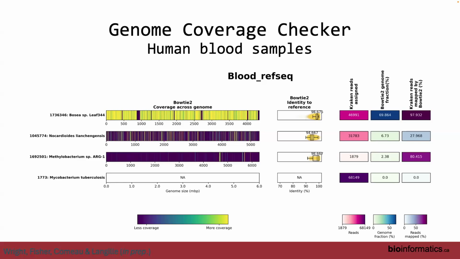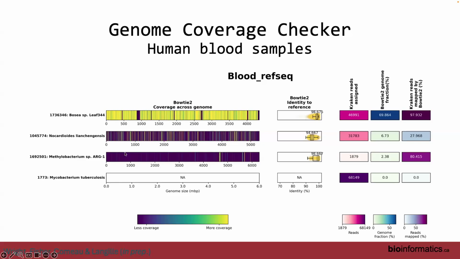And most importantly, when we were doing this, and this was also published by others, Mycobacterium tuberculosis was often being identified in a large portion of the blood samples. And Mycobacterium tuberculosis causes tuberculosis. Out of the gates, we thought that was a false positive. But why would it keep popping up here all the time? So this is basically showing some of the output from the genome coverage checker.